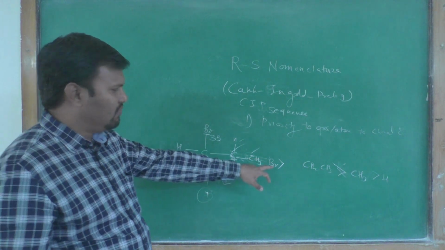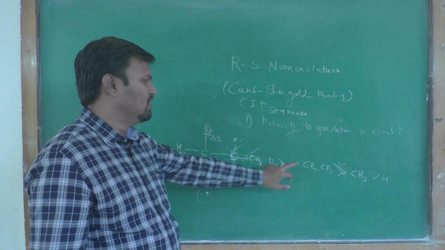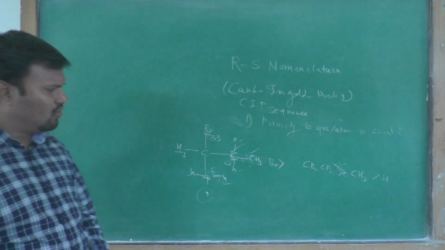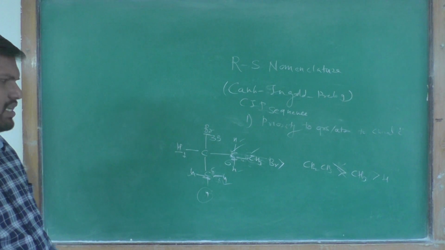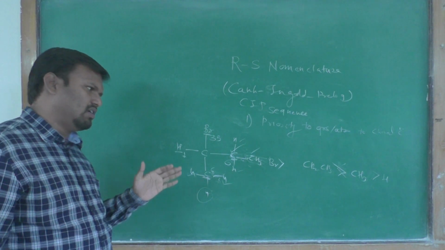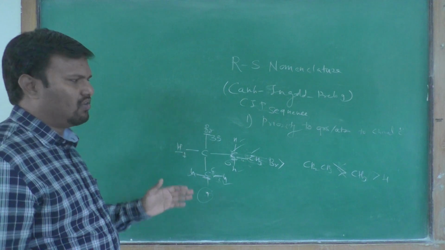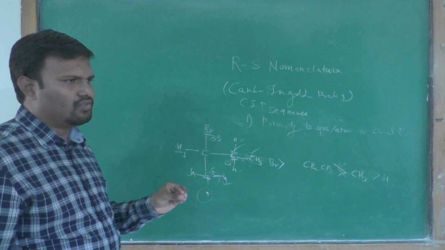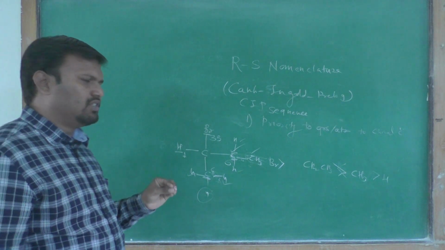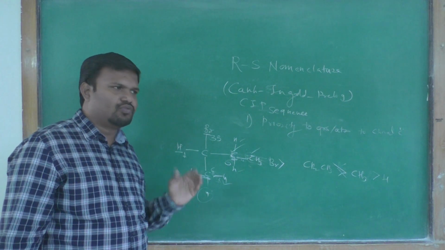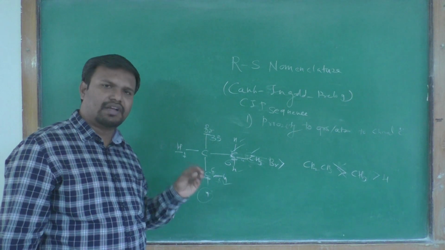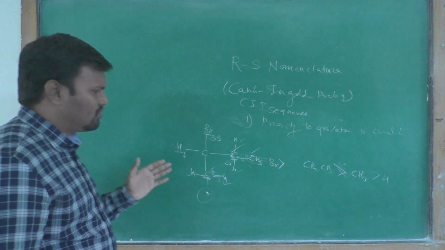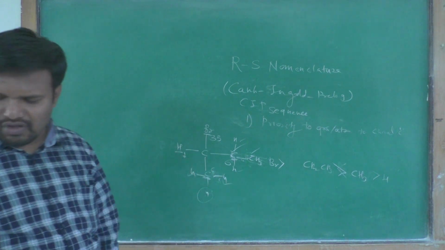Like that, we have given the priority: bromine, CH2, CH3 and hydrogen. This is our second rule. If the same attachment is attached to the chiral center or the stereo center, then you have to consider the next atom attached, or the next element or next group attached to that particular attachment, and by observing this you can predict which group gives the higher priority.